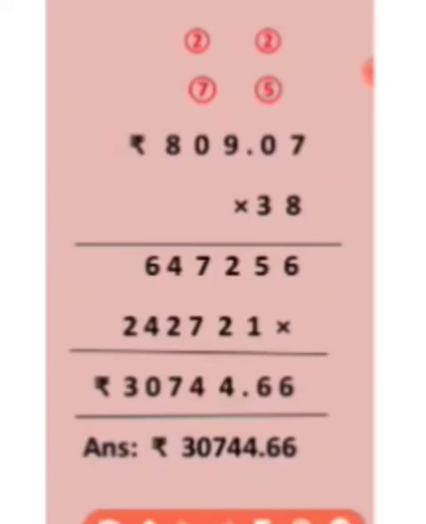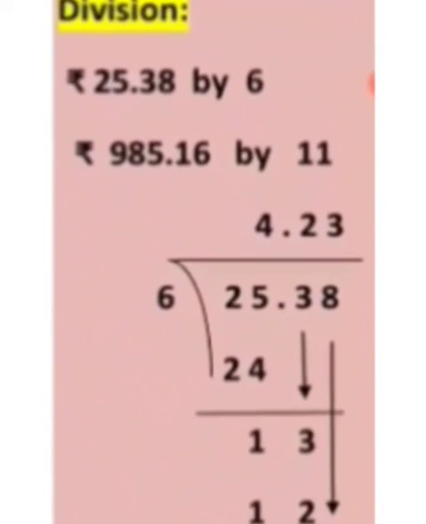Thereafter, as I told you in the last sum, what you will do? You will put the decimal just before 2 digits. So before 2 digits, 1, 2, done. After multiplication you will put the decimal and unit in the proper place. So finally our answer is rupees 30,744.66.